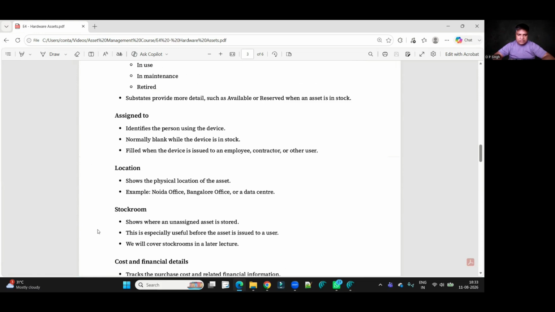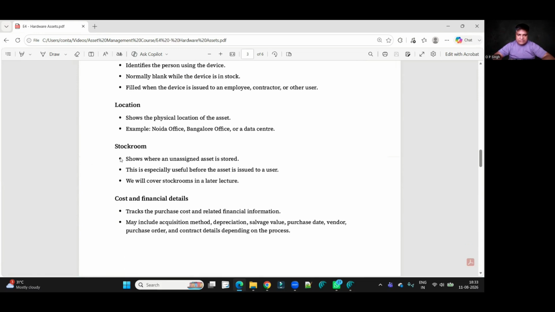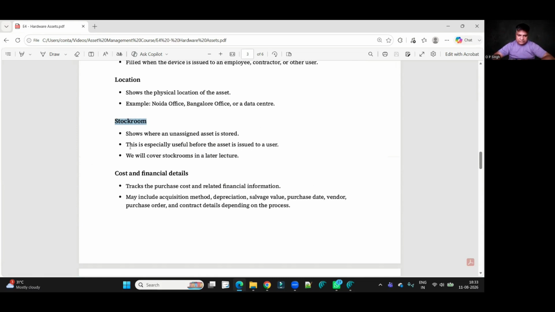Okay. I have already shown you. One thing is left, that is stock room. So stock room for the time being is basically a place where you are storing the assets. Okay. In the coming classes, I will explain details about this.